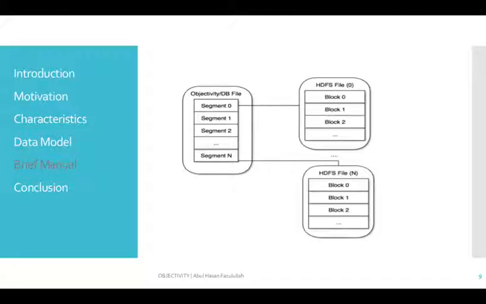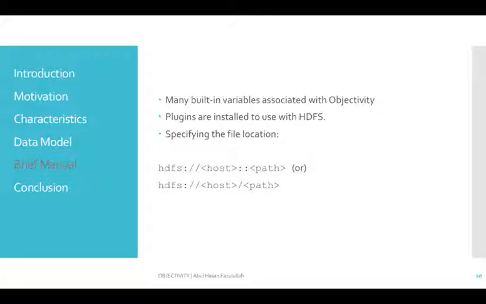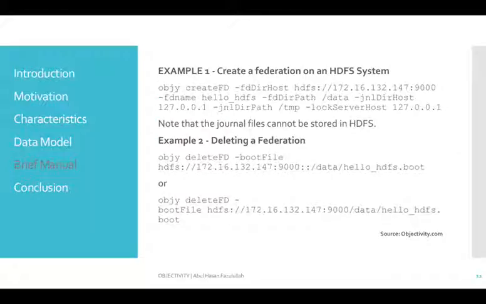And this is how it enhances the existing infrastructure in HDFS. It is stored as segments. So this is the basic syntax for specifying the file location in HDFS using this Objectivity plugin. So this is the example to create the federation on the HDFS file system and delete the federation on the HDFS file system. This is something a bit different from the usual thing that you do in Hadoop.